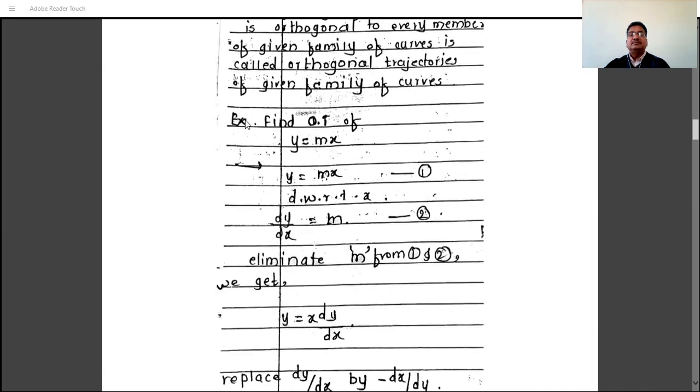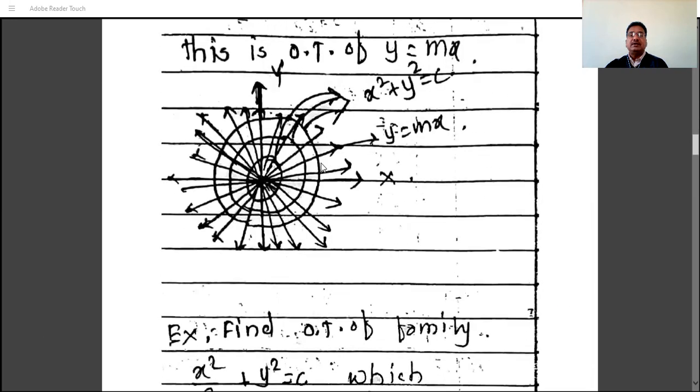For example, find orthogonal trajectories of y is equal to mx. So y is equal to mx is the equation of straight lines passing through origin. If we take m as 1, then y is equal to x is the line passing through origin which divides the first quadrant and third quadrant into equal parts, or the line which makes an angle 45 degrees with x axis as well as y axis.